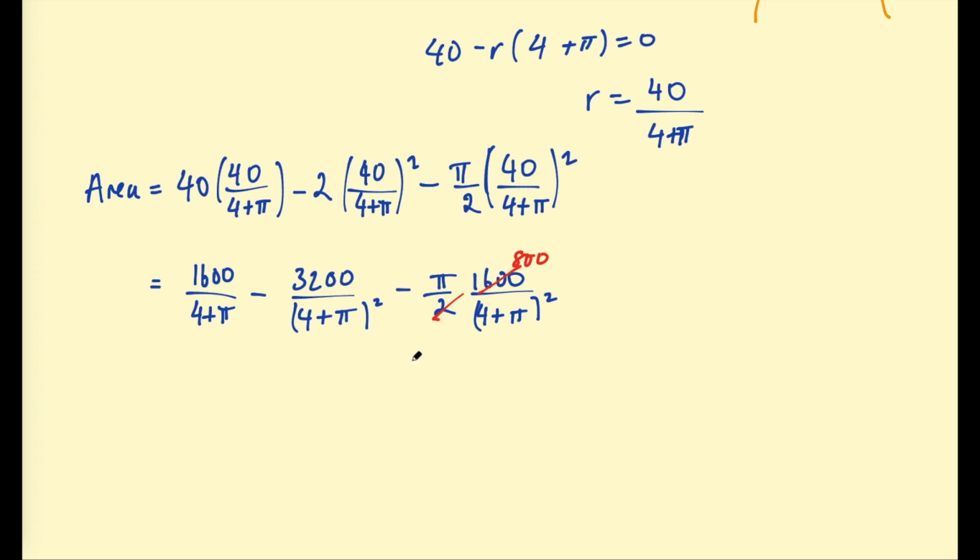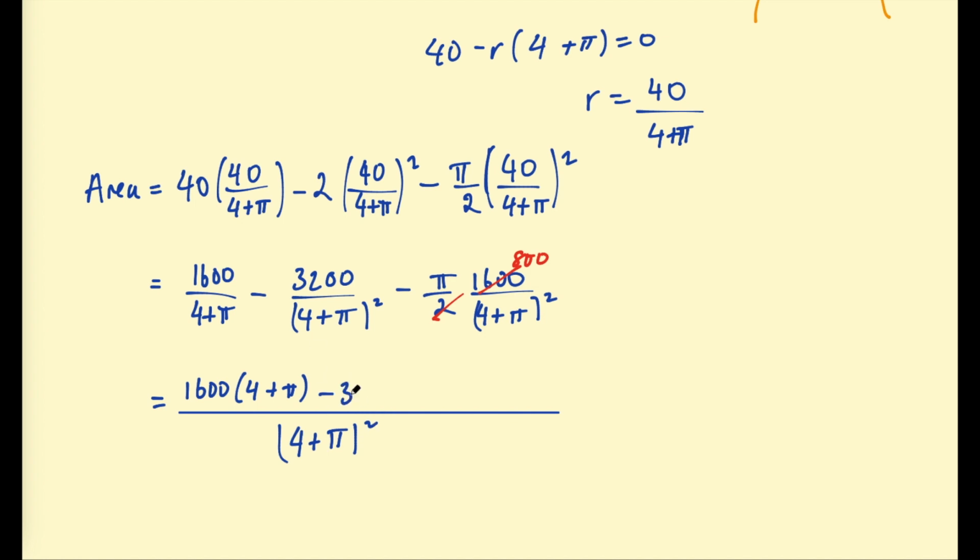And in order to combine these fractions, we want to multiply this first term by 4 plus pi, because these denominators are (4 plus pi) squared. So let's go ahead and do that. Multiply that by 4 plus pi. And then we can write it as all over (4 plus pi) squared.